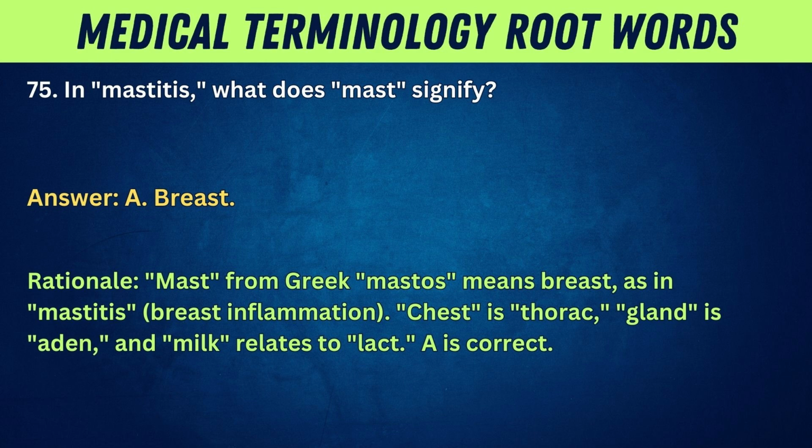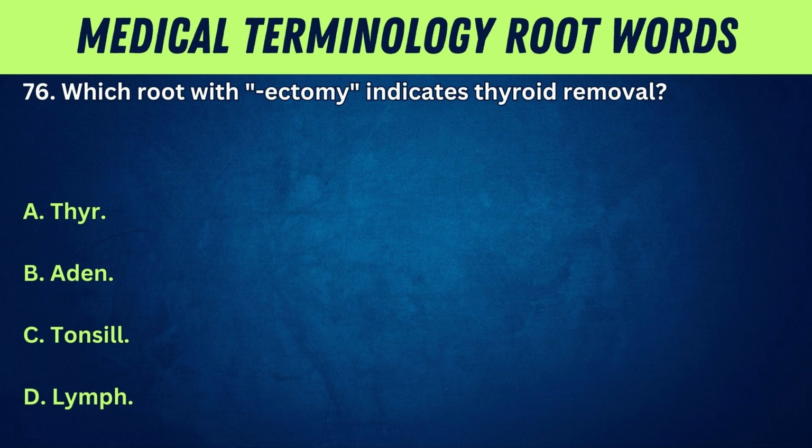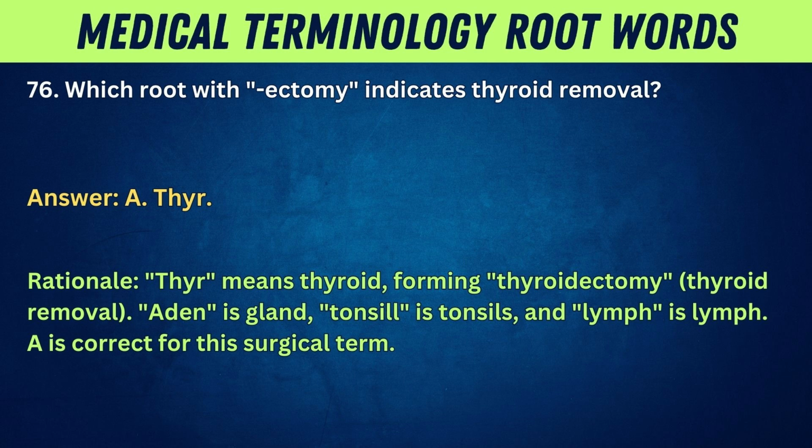A is correct. 76. Which root with ectomy indicates thyroid removal? A. Thyr. B. Aden. C. Tonsil. D. Lymph. Answer: A. Thyr. Rationale: Thyr means thyroid, forming thyroidectomy, thyroid removal. Aden is gland, tonsil is tonsils, and lymph is lymph. A is correct for the surgical term.